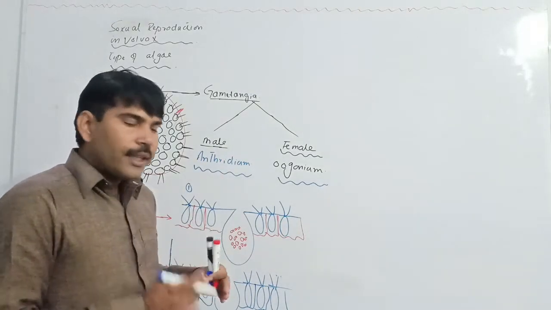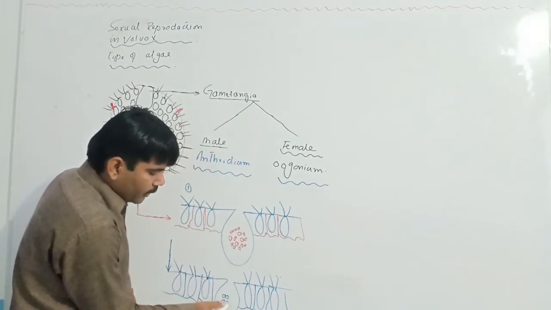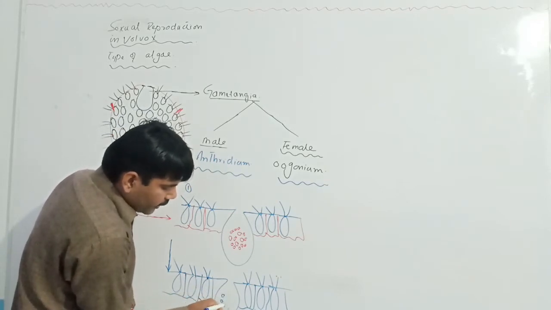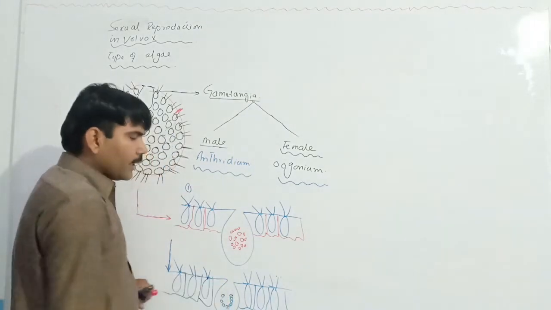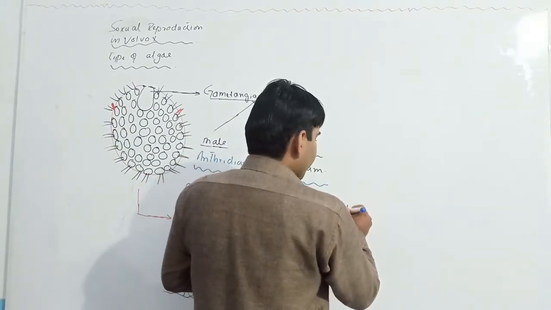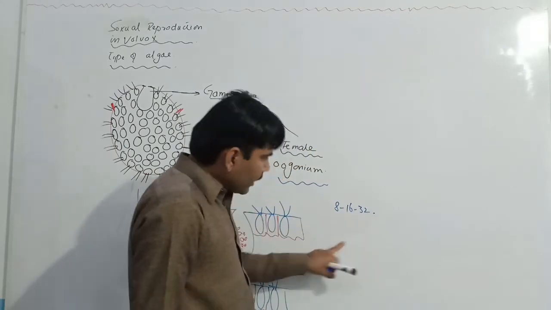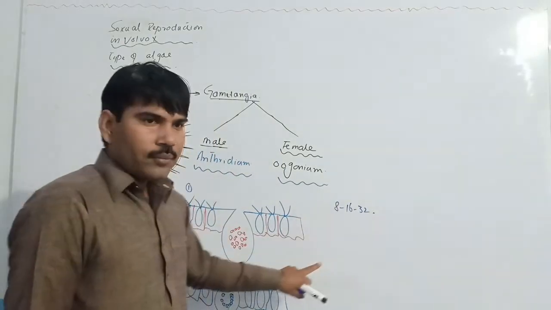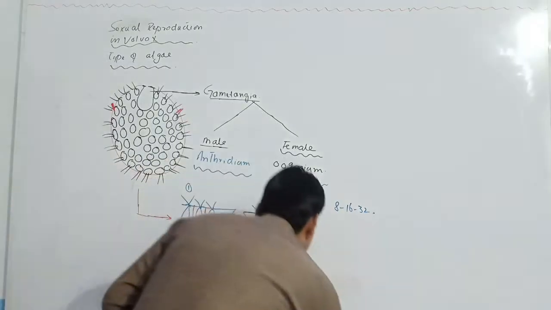When they try to divide, the cells become 1, 2, 4. So after the division, the number of cells will increase. 8 cells, then 16 cells, now 16 cells produce 32 cells. Similarly, repeated division will continue, and at the end 128 cells in this portion will be produced like this.